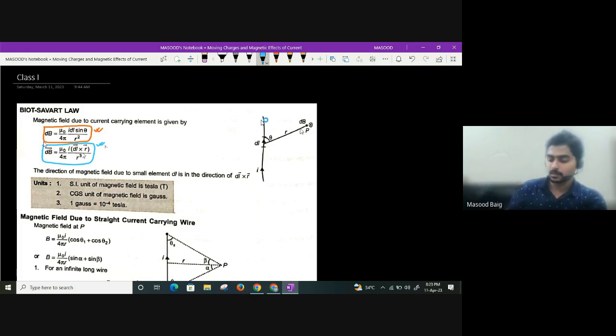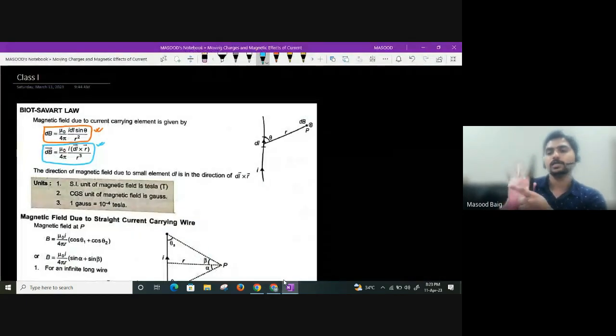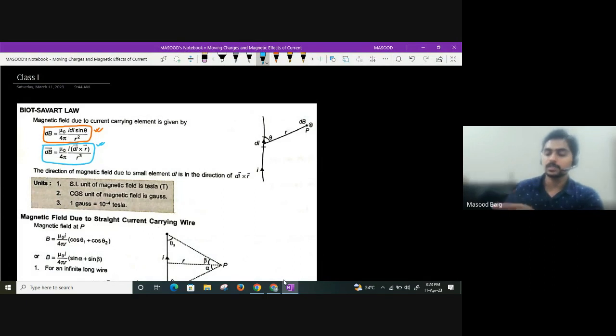So whenever we consider Biot-Savart's law, it is used to find out the magnetic field due to a current carrying element, guys. How much is the magnetic field due to a current carrying element? It is given as mu naught by 4 pi, I dl sine theta divided by r square, right?